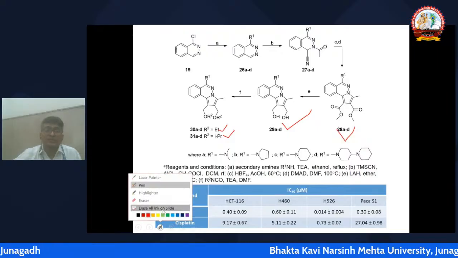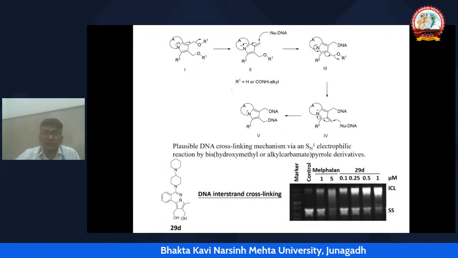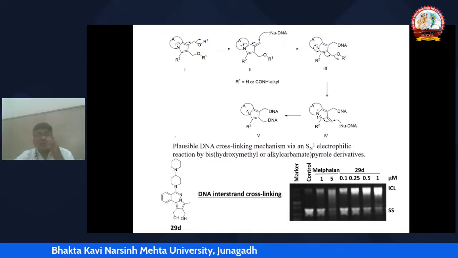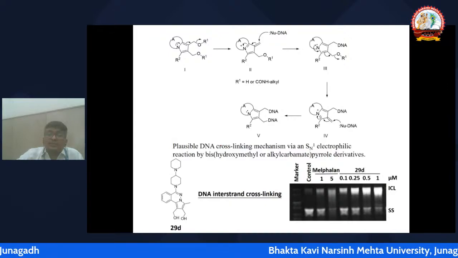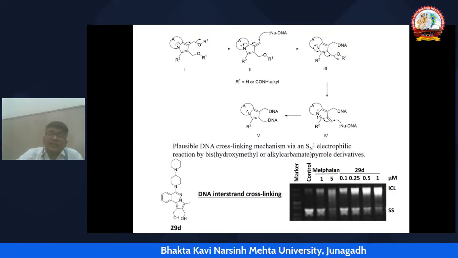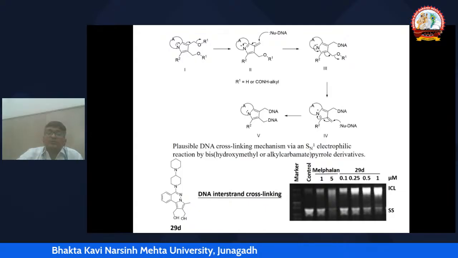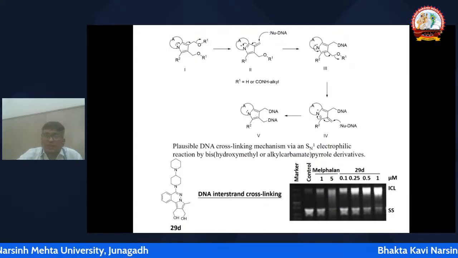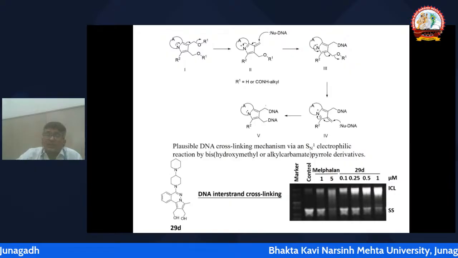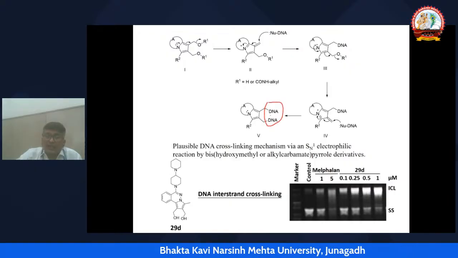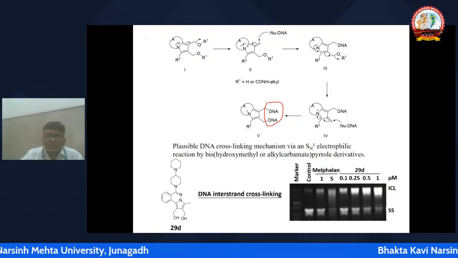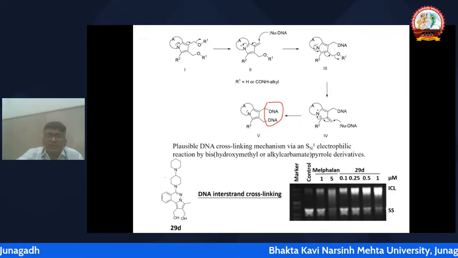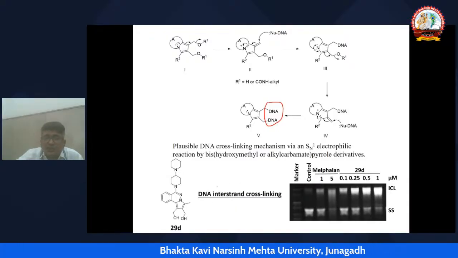So we can see the results of these targeted molecules. Similar to the mechanism of mitomycin C, it can interact with DNA through a cross-linking mechanism via SN1 electrophilic reactions, meaning bis-hydroxymethylpyrrole derivatives bind with DNA through DNA alkylation. So how the DNA alkylation takes place in these molecules has been seen through a study of DNA interstrand cross-linking.